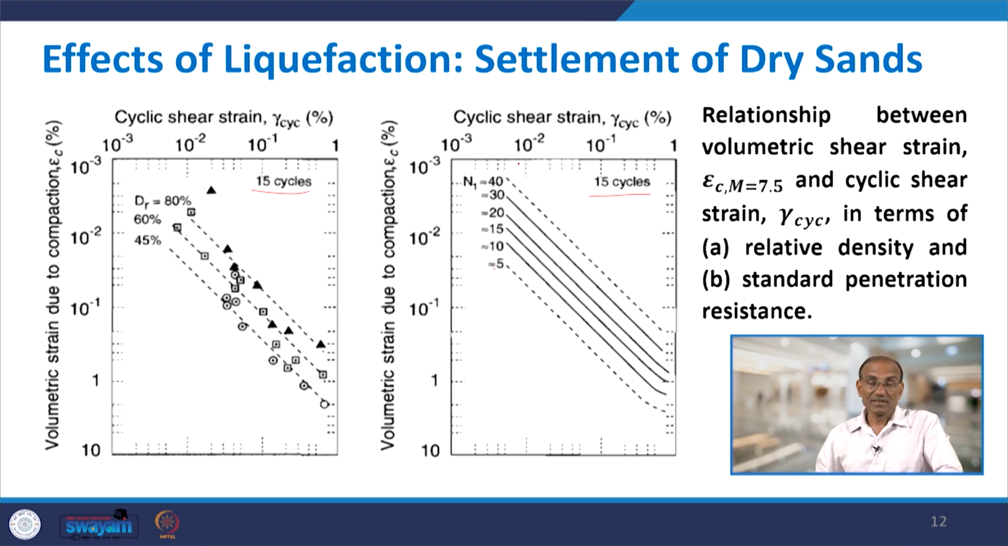So naturally, when the relative density increases, for the same cyclic strain, the volumetric strain which develops will decrease. Or if I go the other way, when the relative density decreases, for the same cyclic strain, the value of volumetric strain will increase when you go from top to down. Same thing is here: when you decrease the value of SPT N, then this volumetric strain will increase, and both figures are for a magnitude 7.5 earthquake.